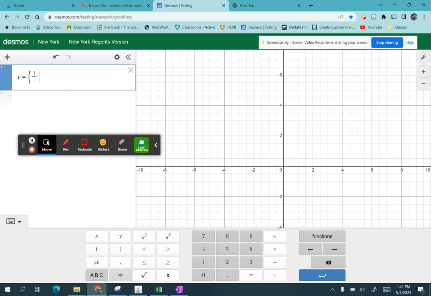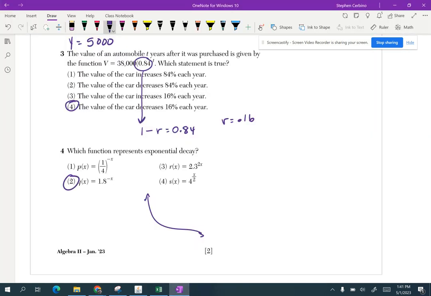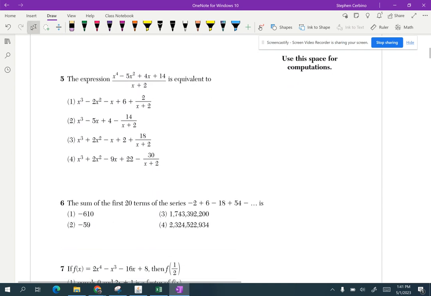And we'll put in our 1/4, and we'll put it to the exponent of negative x. That is an increasing function, so that's not right. And then we'll put in our second choice. So we'll say 1.8 to the exponent of negative x. And we'll see that's a decreasing function. If you really want to test the rest of them, you can, but the second answer there is choice 2. Moving right along to number 5.